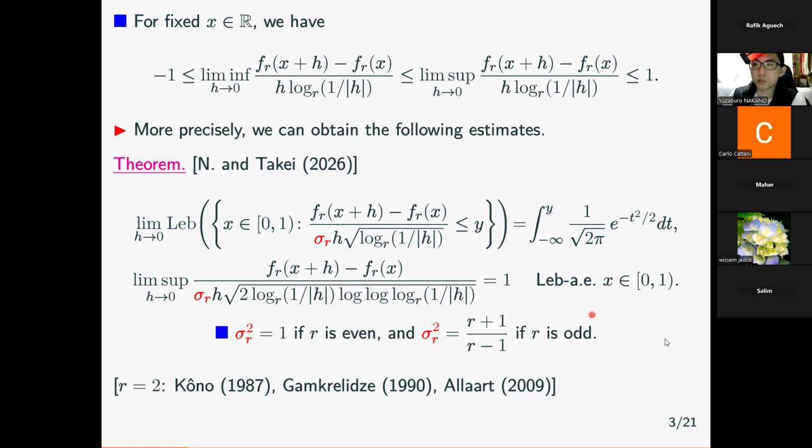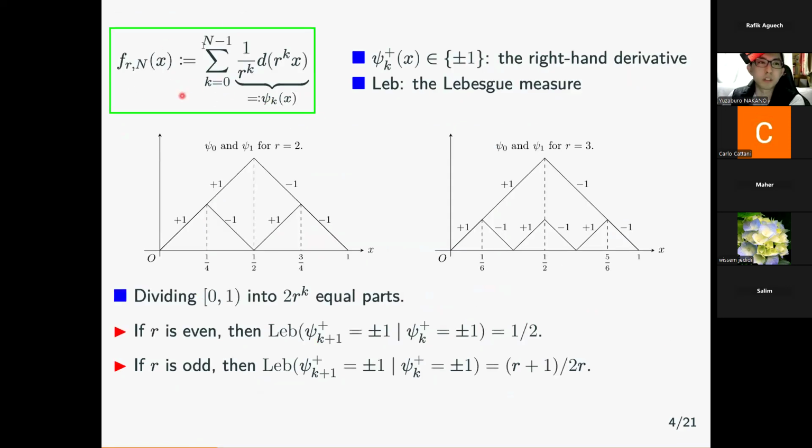It is good to see the partial sum of Takagi-van der Waerden functions. We define f_rn as this partial sum of Takagi-van der Waerden functions. And psi_k plus of x is the right-hand derivative of psi_k. And LEB denotes the Lebesgue measure on the unit interval. These two figures are of psi_0 and psi_1 for r equal 2 and r equal 3.